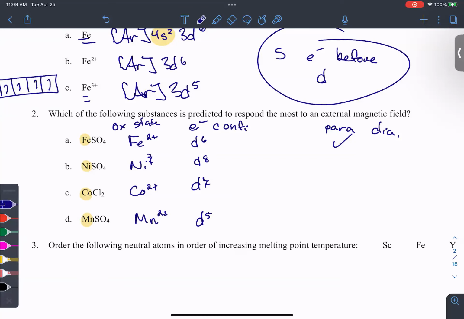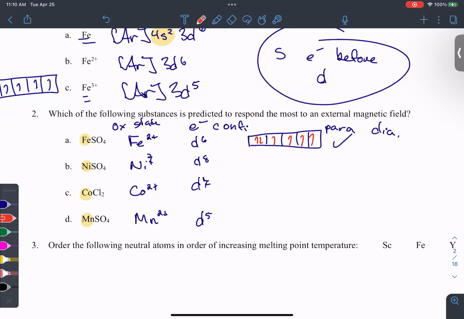Great. So the superscript tells us how many electrons there are, so we just have to draw the electron diagrams to see if they are para or diamagnetic. So iron 2+ has 6 electrons, there's 5, the 6th one becomes spin down. So is this iron 2+ paramagnetic? Yes, it is, because there are unpaired electrons. So it will respond to a magnetic field, but this question asks which responds the most to a magnetic field.